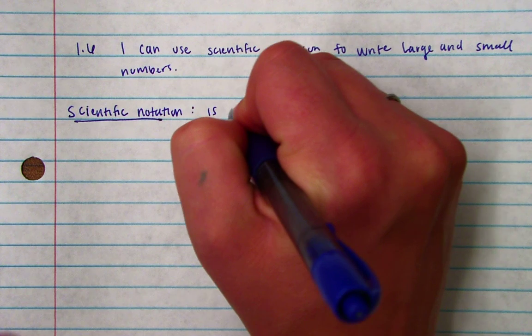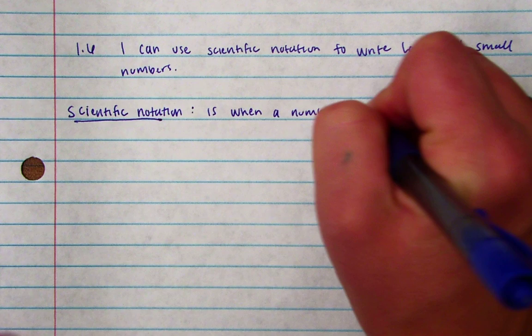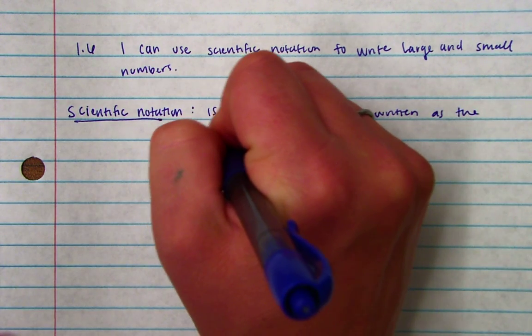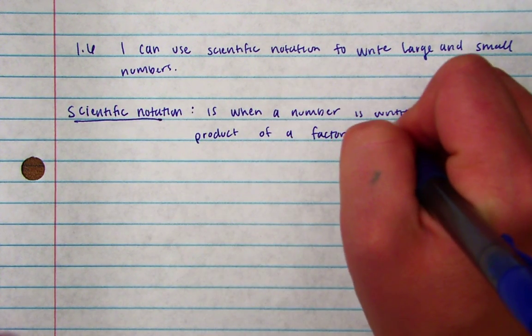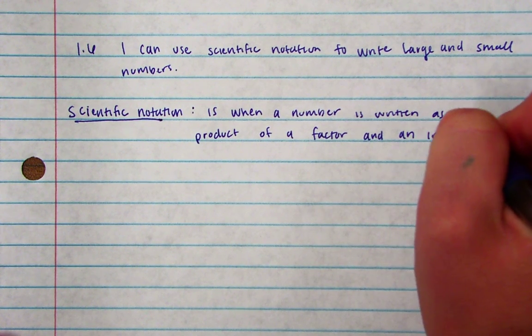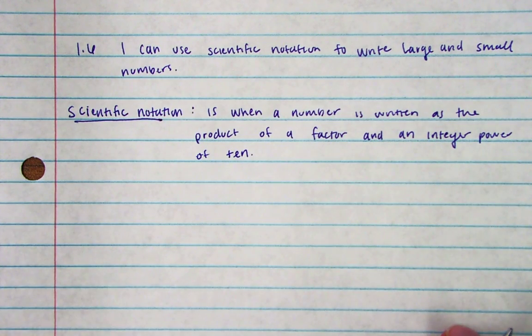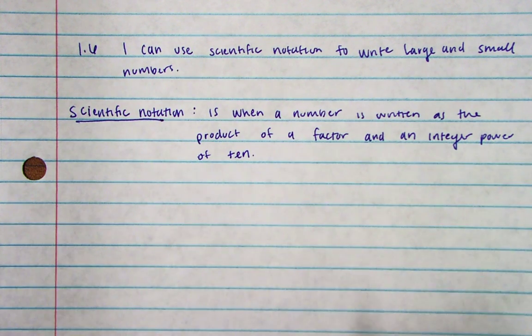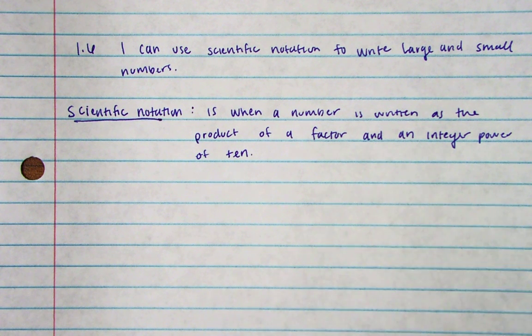Scientific notation is when a number is written as the product of a factor and an integer power of 10. So all this is saying is that it's going to be a number multiplied by 10 to some power. Now this is really handy and helpful because we can write really large numbers without having to write all the zeros at the end, or to write really small numbers with all the zeros at the beginning.